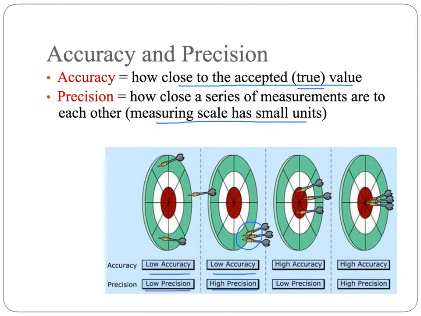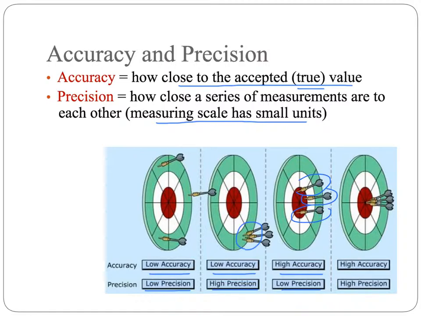This third example has high accuracy. The darts are all in the bullseye, but fairly low precision. They're not very close to each other. This third bullseye is what tends to happen in lab. Lab group 1 gets this value, lab group 2 gets this value, and the third lab group gets that value. And so this is why we are often taking group results and taking an average of the 3 in our class before we do some calculations with the numbers.